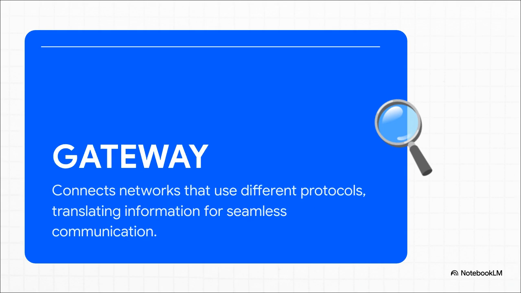But what if the networks speak completely different languages? They use different rules or protocols, as we call them. For that, you need a gateway. This thing is the ultimate translator. A perfect example is the company's private internal network trying to talk to the public internet. A gateway sits right between them, translating everything to make it all work.